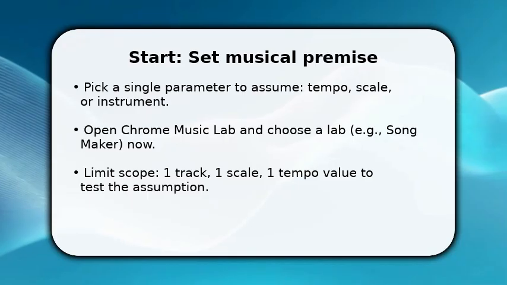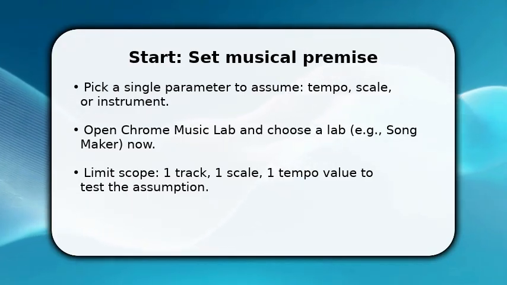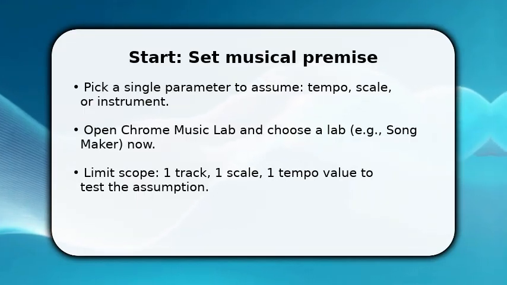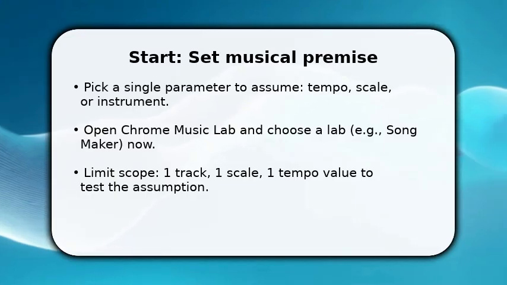You begin by naming one clear assumption: tempo, scale, or instrument. Open Chrome Music Lab and select the tool you will use, like SongMaker. Once there, reduce variables, use one track, pick a scale, set a fixed tempo. This focus lets you see cause and effect quickly.